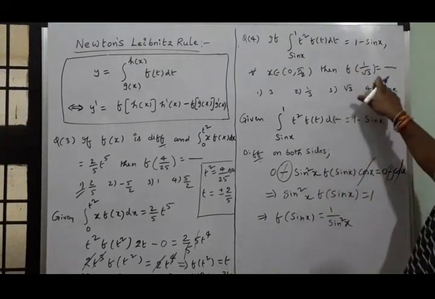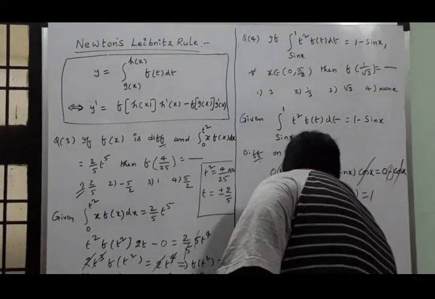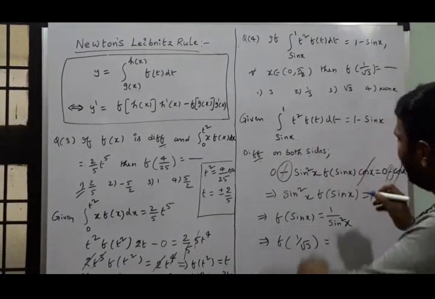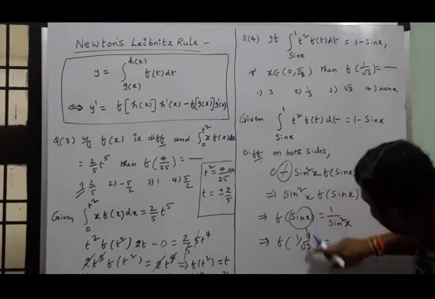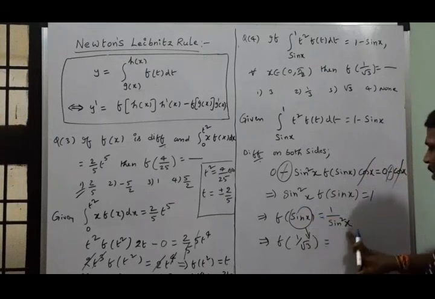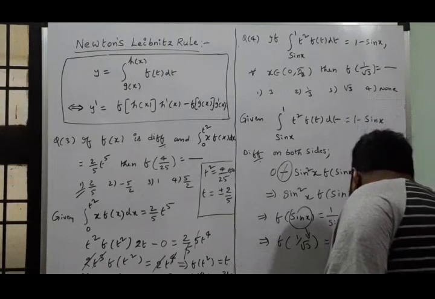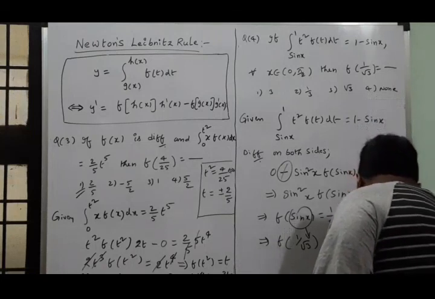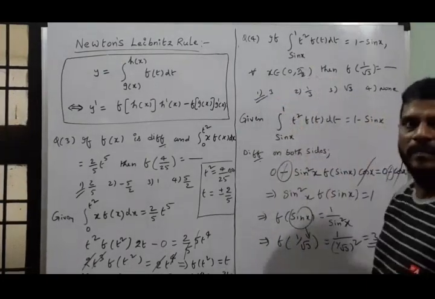Now you want to find f of 1 by root 3. Here in place of sin x we are substituting 1 by root 3. So 1 by root 3 whole square, that is equal to 3. So our answer is 3.